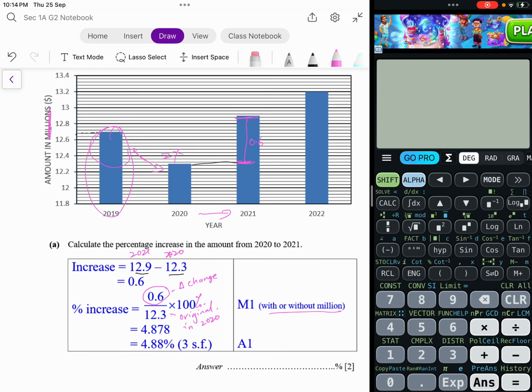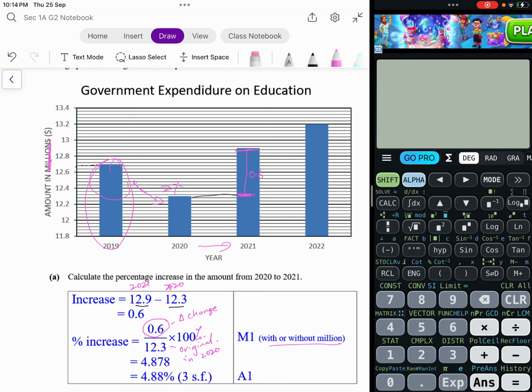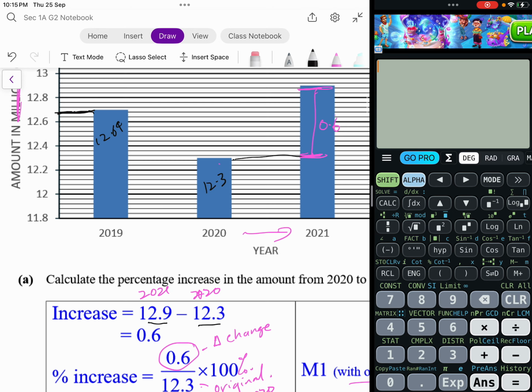Okay. So while physically, this bar looks twice the size of this one, we also have to remember that this number here represents around 12.64. This is around 12.3. Okay, so this diagram is accurate.